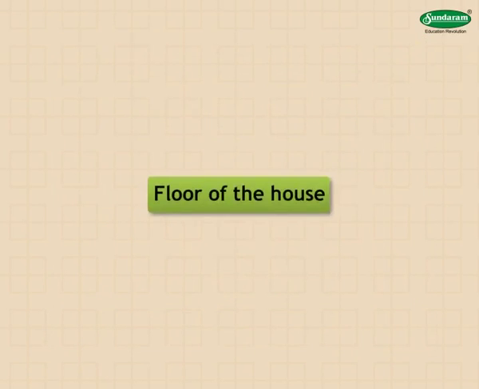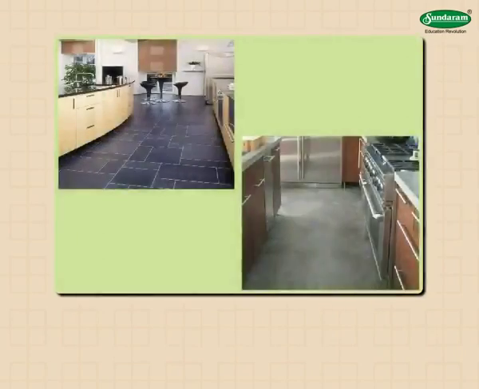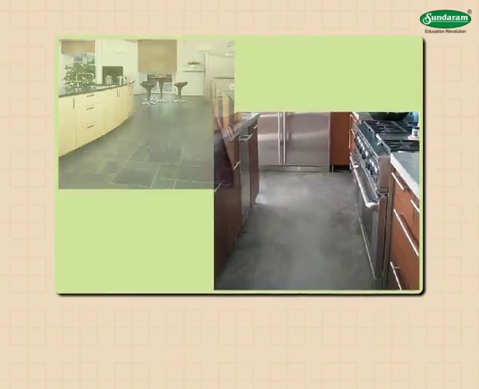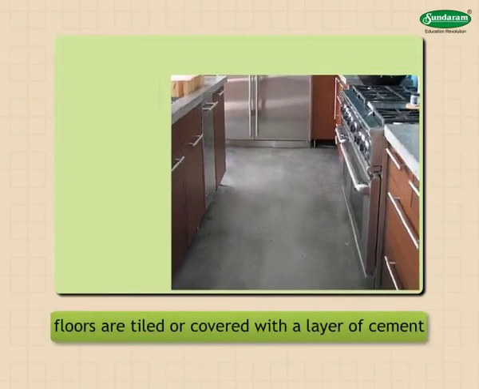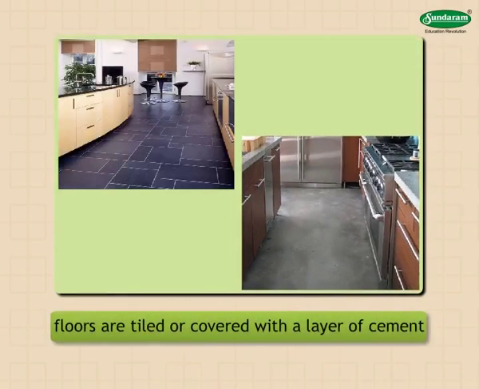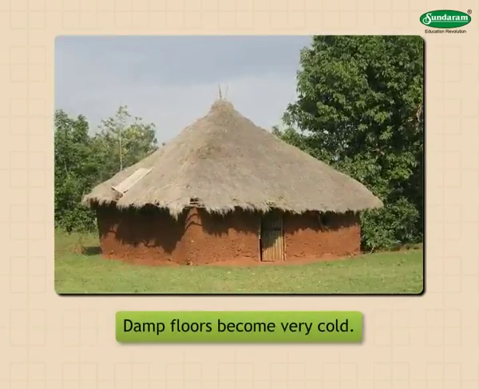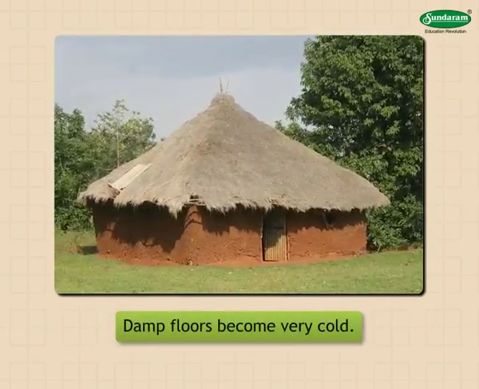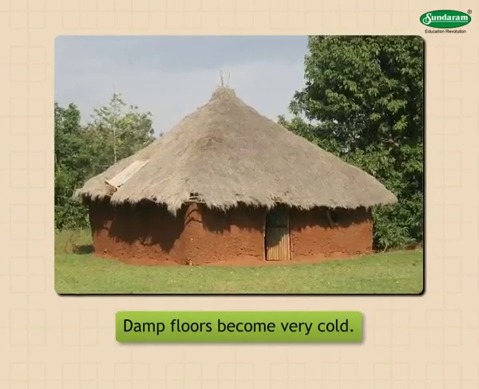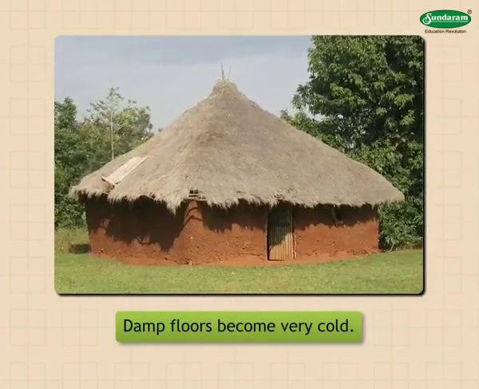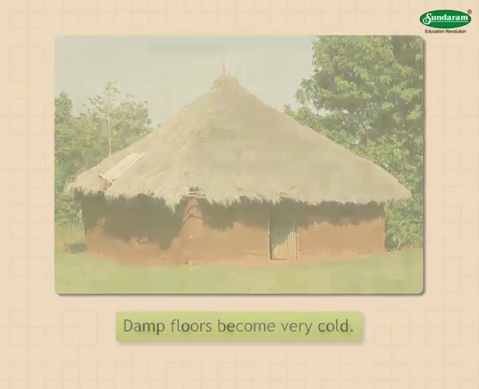Floor of the house. The floor of the house should also be properly taken care of. Nowadays, floors are tiled or covered with a layer of cement. This prevents the floor from becoming damp. Damp floors become very cold. The air in the house becomes damp, which is not good for health.